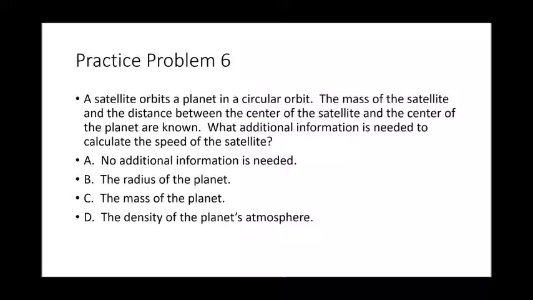All right, so here's practice problem 6. A satellite orbits a planet in circular orbit. The mass of the satellite and the distance between the center of the satellite and the center of the planet are known. What additional information is needed to calculate the speed of the satellite?